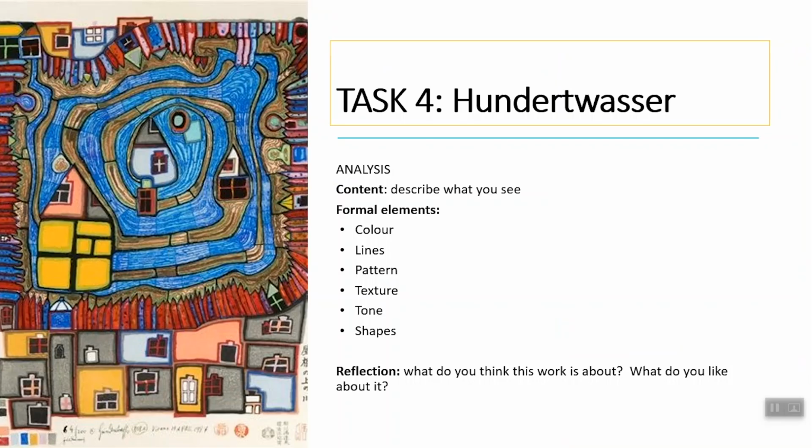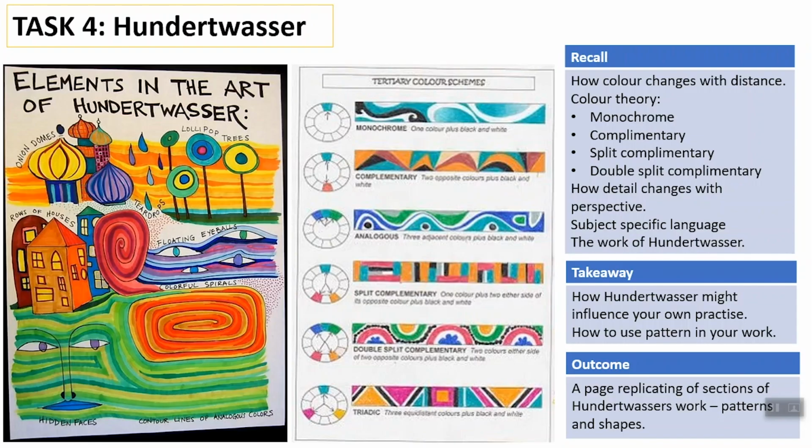So if we've talked about colour, line, pattern, texture, tone, shape in the analysis, and then we look again at those images, we should hopefully be able to see that language and those patterns and those artistic elements being used in this bit of work as well.